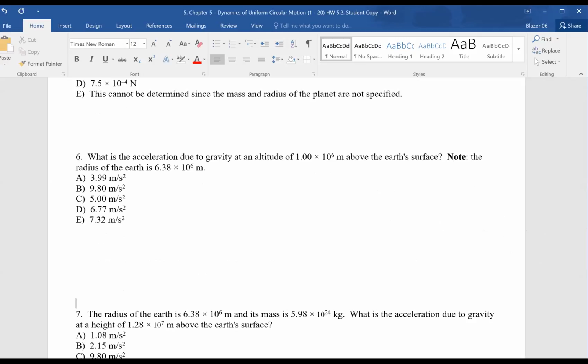Okay, so the question is, what is the acceleration due to gravity at an altitude of 1 times 10 to the 6 meters above the Earth's surface? What would be the acceleration due to gravity at an altitude of 1 times 10 to the 6 meters above the Earth's surface? How will we find that number?